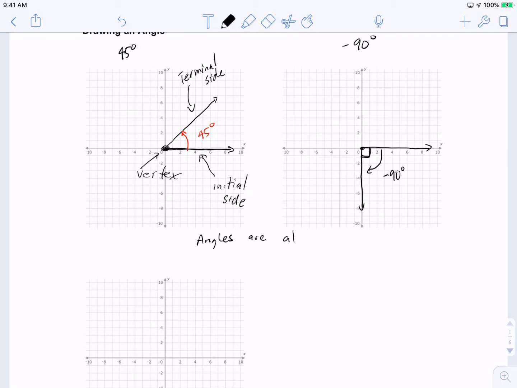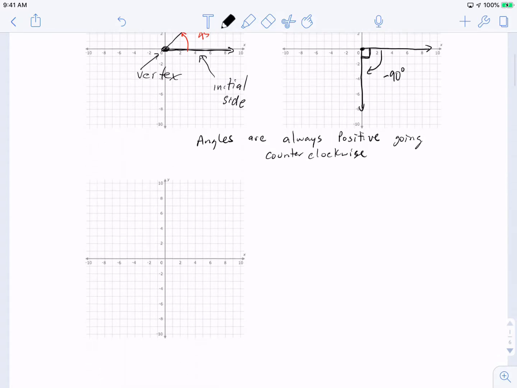Angles are always positive going counterclockwise. So if you go clockwise, you're going to end up with negative degrees. Okay. Let me just draw one more for you.